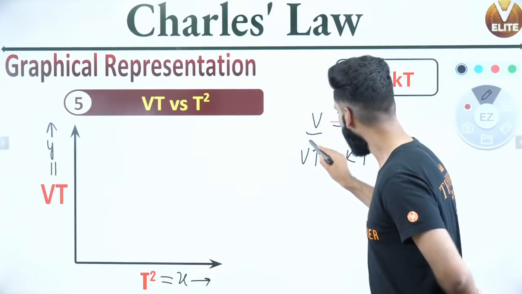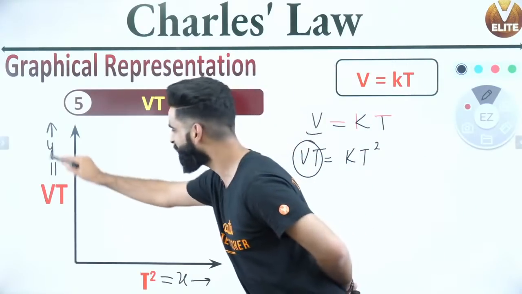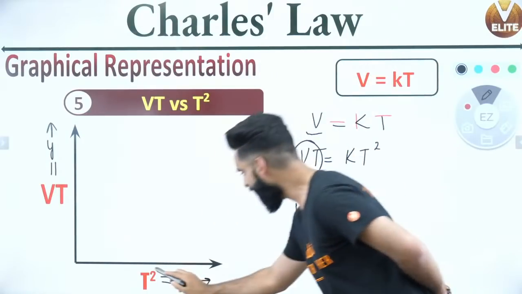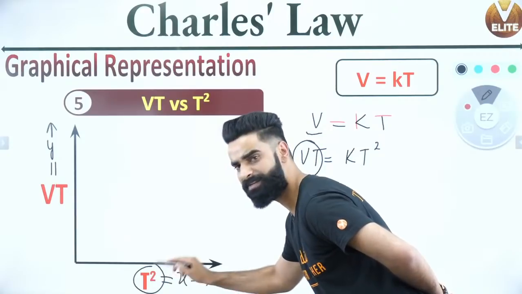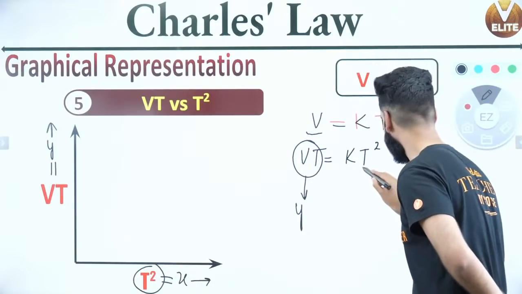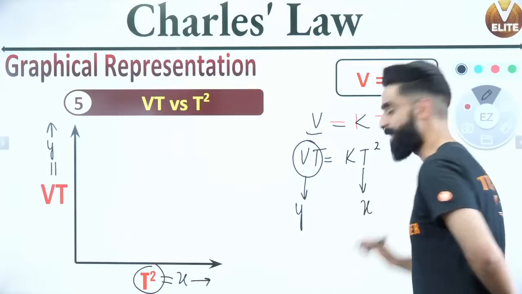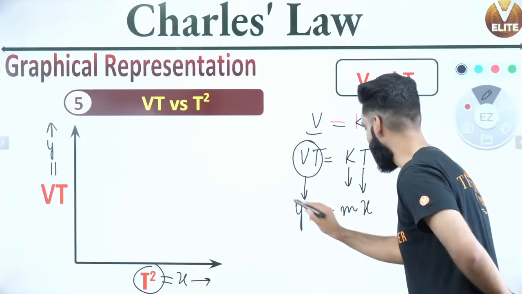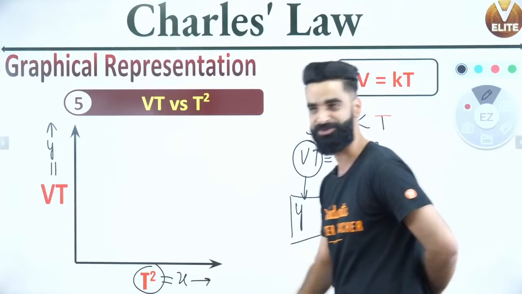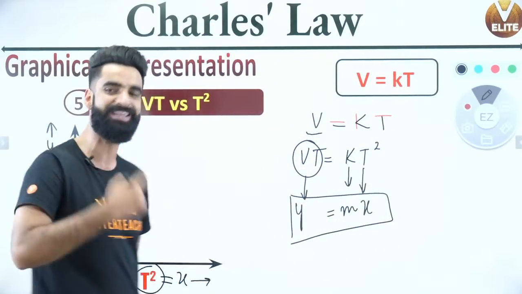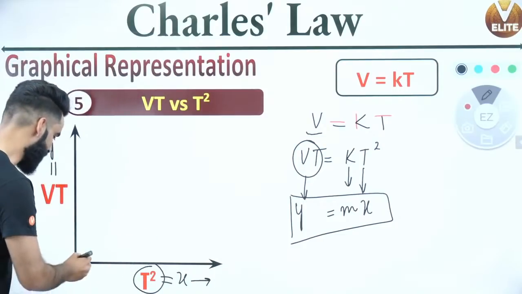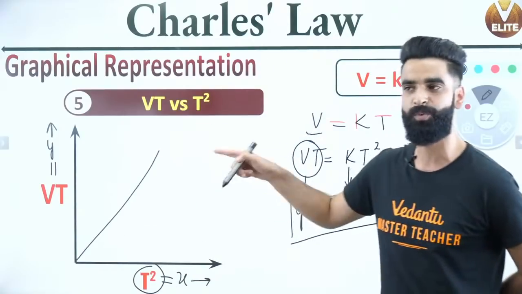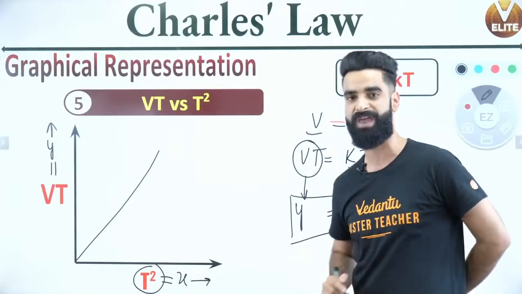Now people, instead of this Vt, can I simply write y? And instead of this t square, can I write x? So instead of t square, I'm writing x, and instead of this k, I'm writing m. y is equal to mx form. Do we know what is the nature of the curve for y is equal to mx? That is going to be a straight line like this, right? So this will be the curve for Vt versus t square. I'm sure this is clear to everyone.